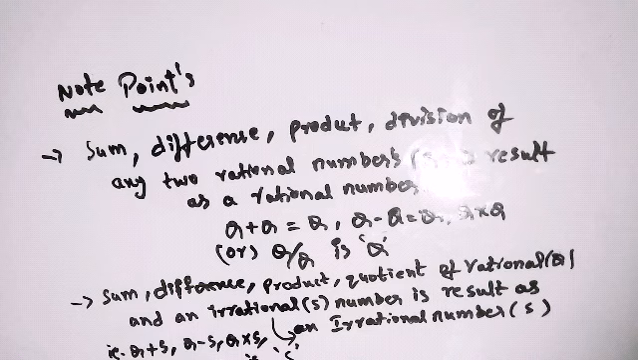But if we have one rational number and another one is irrational, in that case the result will be irrational. So addition of rational and irrational is irrational. Subtraction of rational and irrational is irrational. Multiplication of rational and irrational is irrational. And division or coefficient of rational and irrational is irrational.